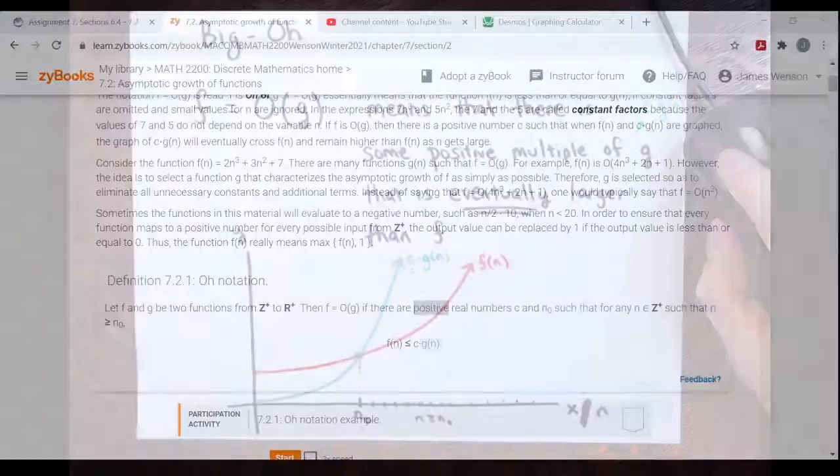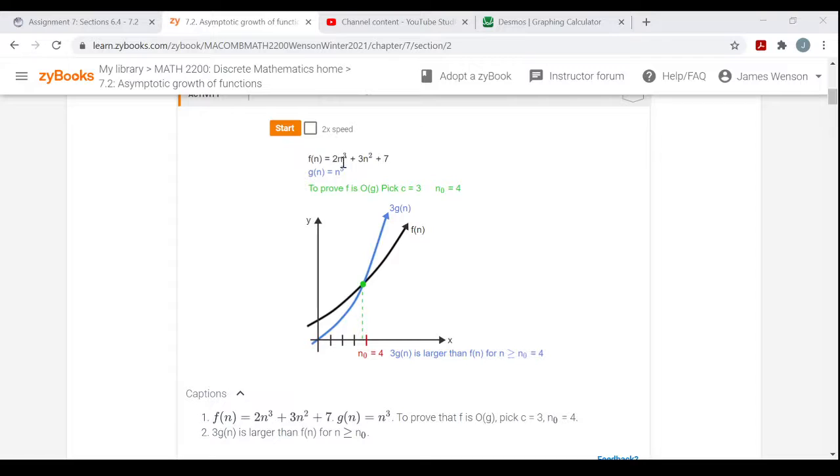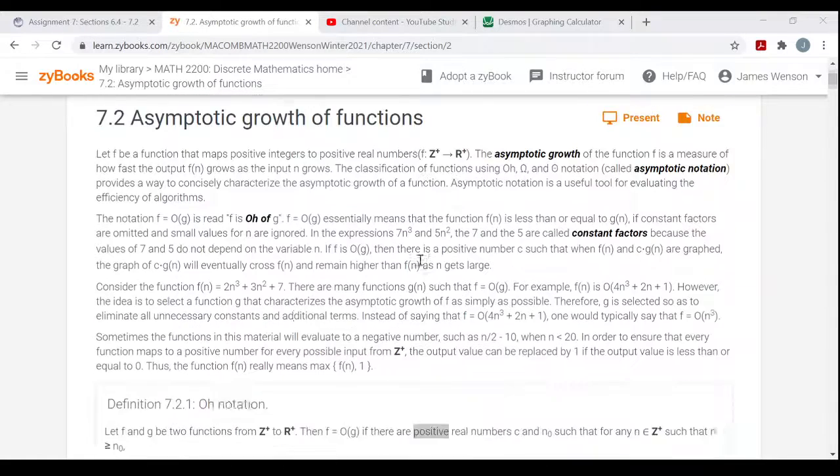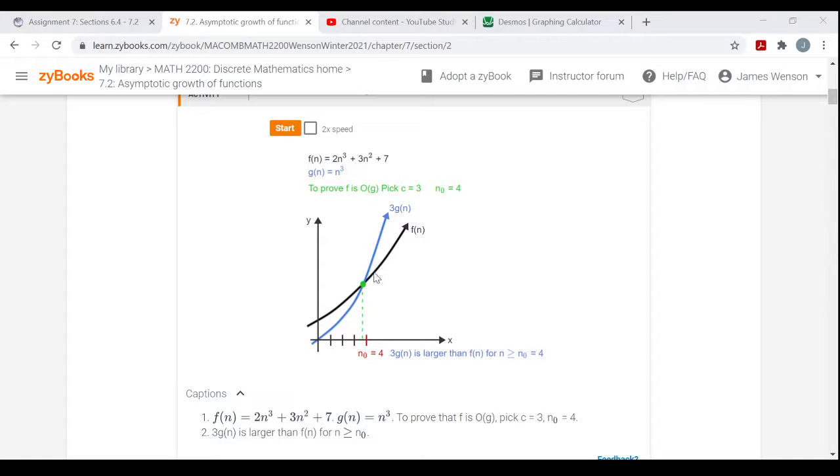And I think they draw a similar picture here in the activity. So here, for instance, f of n is 2n cubed plus 3n plus 7, as they mentioned up here. And they want to show that f is O of g, where g is n cubed. The black graph here is the graph of f, that's the graph of 2n cubed plus 3n squared plus 7, or 2x cubed plus 3x squared plus 7. And then the blue graph is some positive multiple of g.